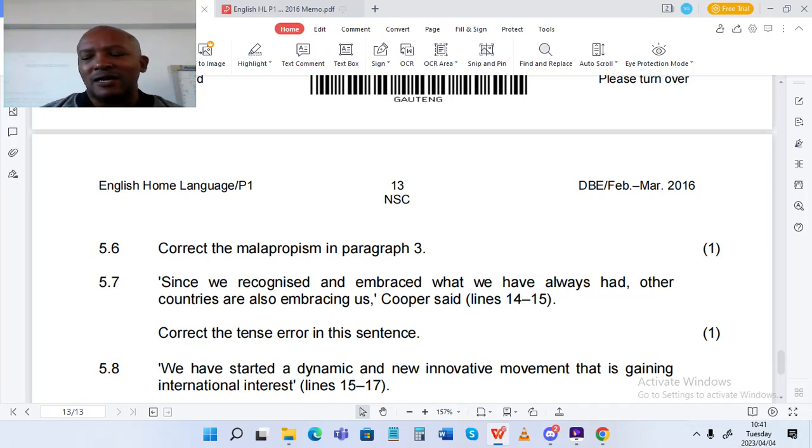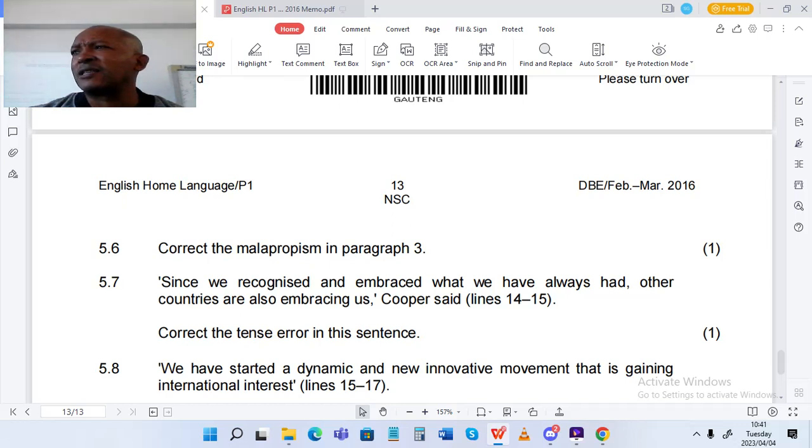I think this might be the problem. Since we recognize, do we say "since we recognize," or do we say...? Help. You are changing words. You need to correct the verb. You can't change words. Since we recognized and embraced what we have always had, what do we say?